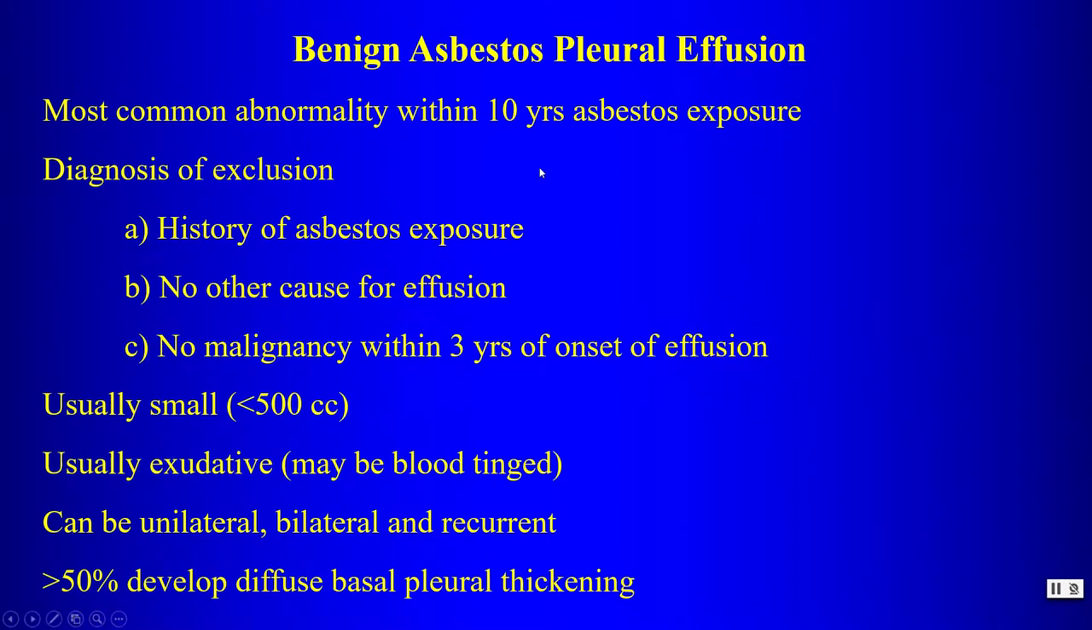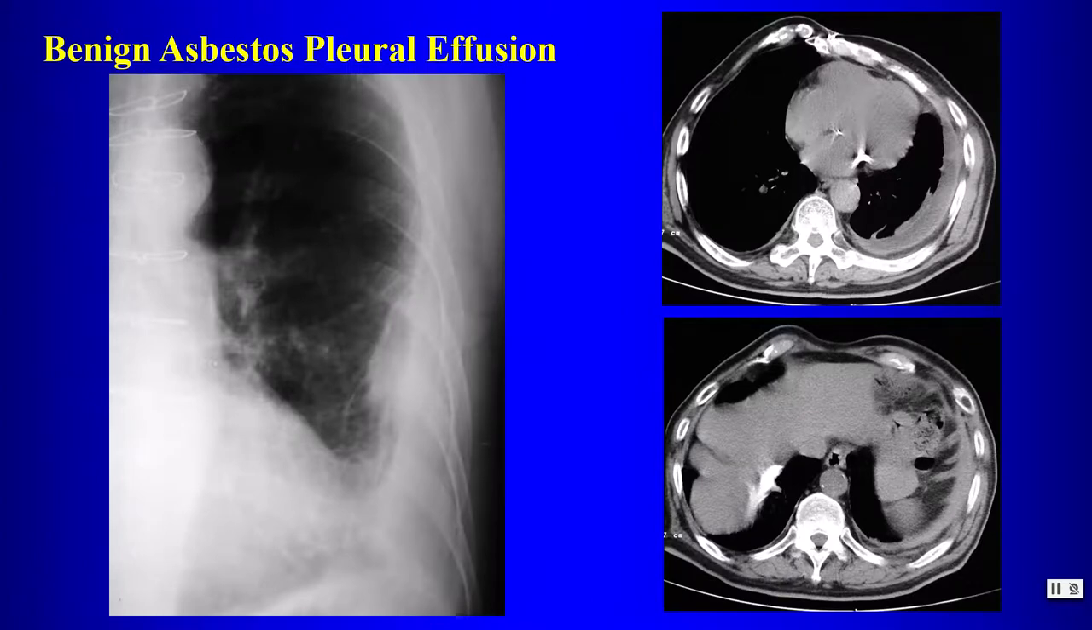Benign asbestos pleural effusion, that's the most common abnormality we can see within 10 years of asbestos exposure. It is a diagnosis of exclusion. You want a history of asbestos exposure, no other cause for the effusion, no malignancy within 3 years of onset of the effusion. So usually these are small effusions, can be exudative and blood tinged, unilateral, bilateral, can be recurrent. And patients can develop pleural thickening as a sequela here.